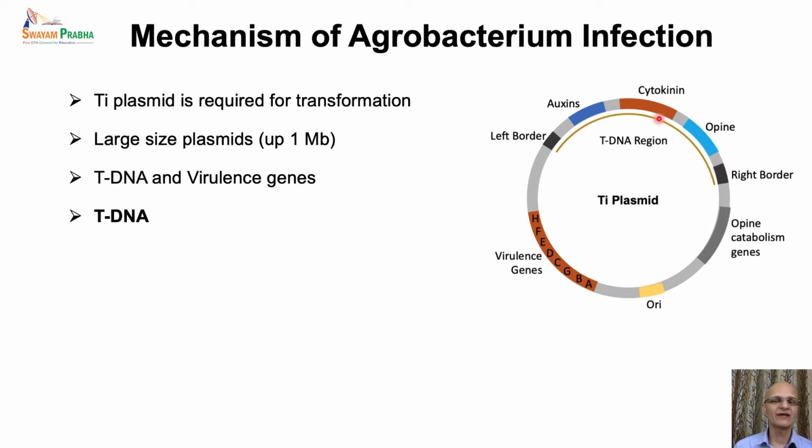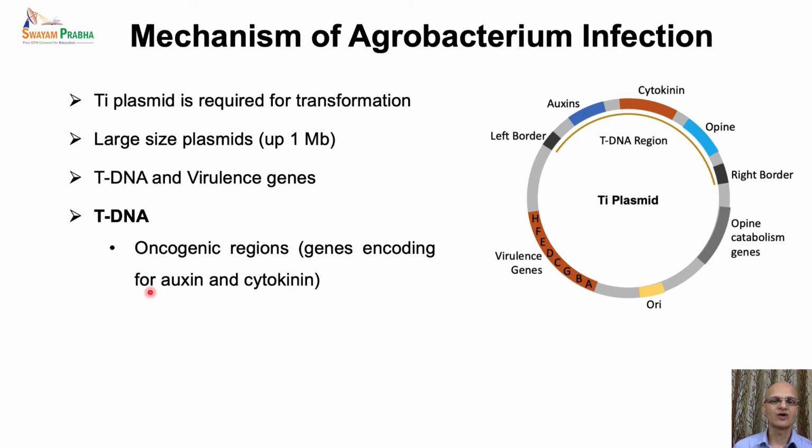Further, this segment has two major components. One is the oncogenic region and second is the opine synthesis region. So the oncogenic region means the tDNA region that carries the genes encoding for auxins and cytokinin, that is the plant hormones. These plant hormones, which are synthesized from this tDNA region, stimulate plant cell division, and in this case their continuous production results in uncontrolled growth, which causes the tumors or the tumorous growth.